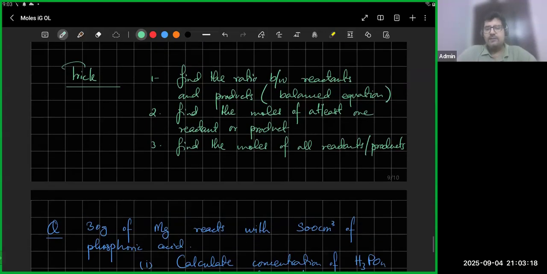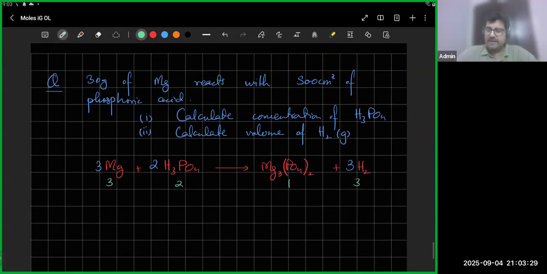So the trick is you find the ratio between reactants and products. You need a balanced equation. You need to find the moles of at least one reactant and use that to find the moles of all reactants and products. So anyways, over here, based on the data that's given to you, whose moles can you figure out? You got 30 grams of Mg. Can you figure out the moles of 30 grams of Mg?